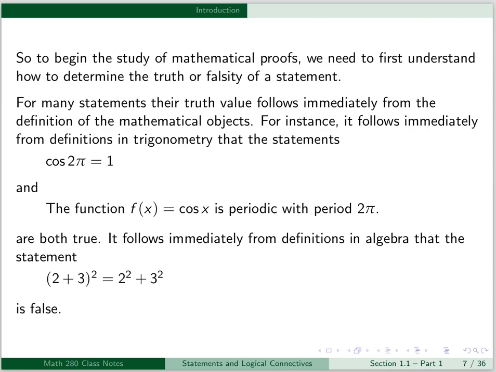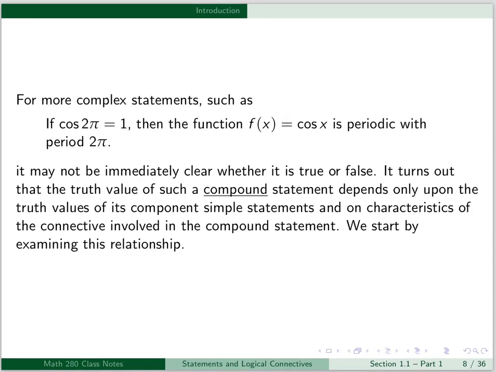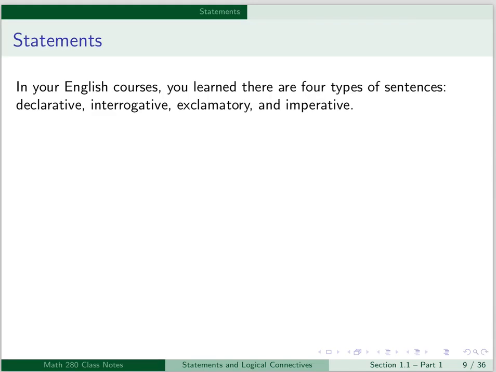It follows immediately from definitions in algebra that the statement 2 plus 3 quantity squared equals 2 squared plus 3 squared is false. For more complex statements, such as if cosine of 2 pi equals 1, then the function f of x equals cosine of x is periodic with period 2 pi, it may not be immediately clear whether it is true or false. It turns out that the truth value of such a compound statement depends upon the truth values of its component simple statements and on characteristics of the connective involved in the compound statement. We'll start by examining this relationship.